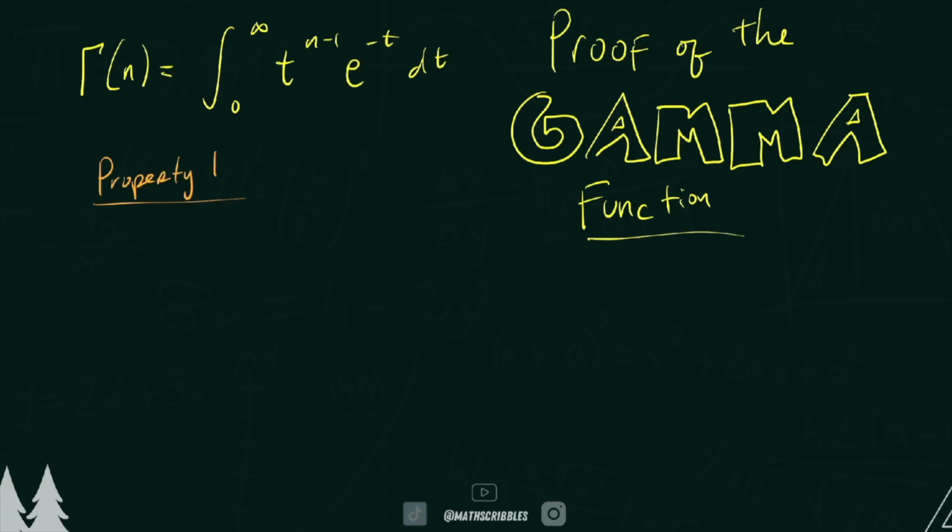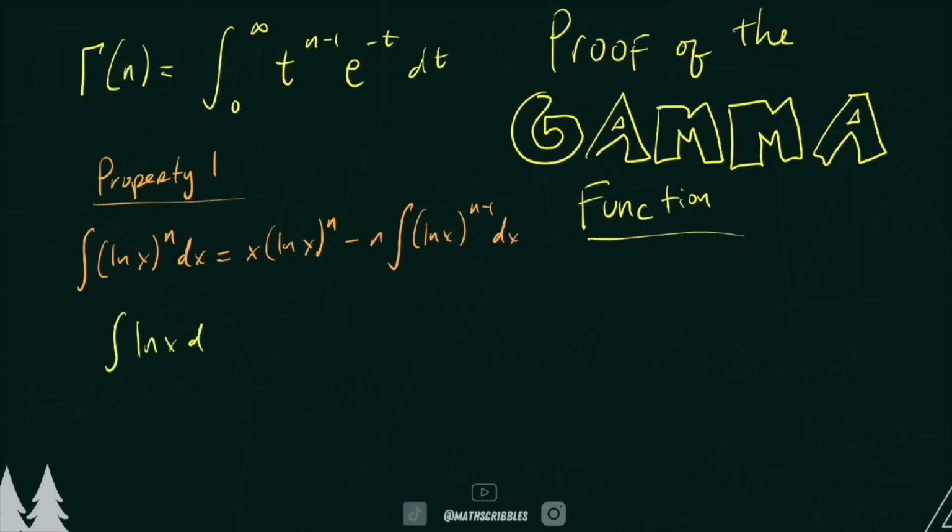The very first property is that the integral of natural log of x raised to the power of n, in terms of x, is going to equal x natural log of x to the power of n minus n times the integral of natural log of x to the power of n minus 1 dx. So this is going to be a recurring integral that we're going to see. So why not start off with just the simple natural log of x dx?